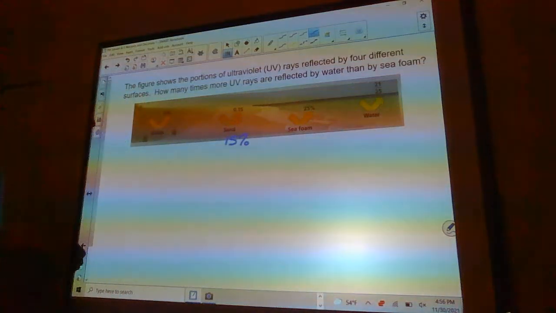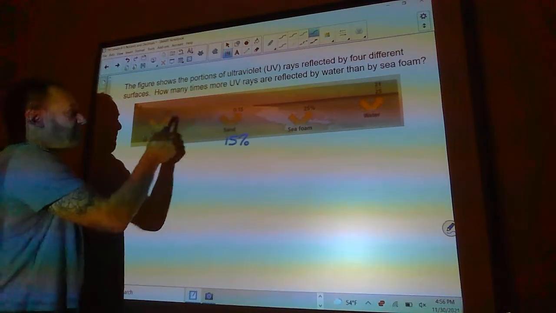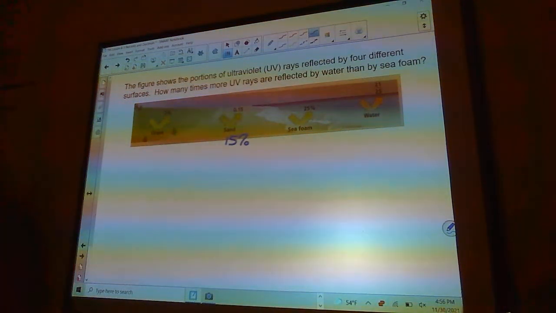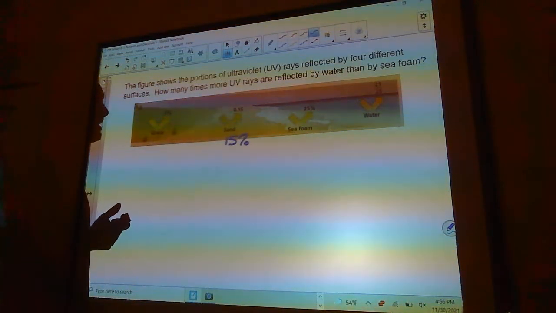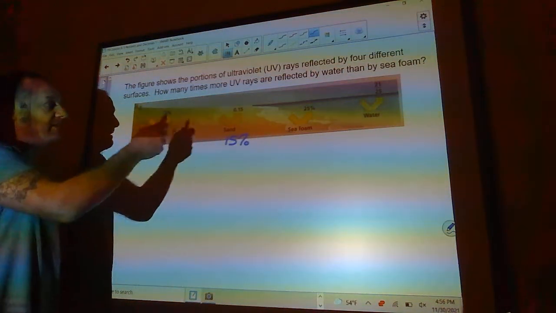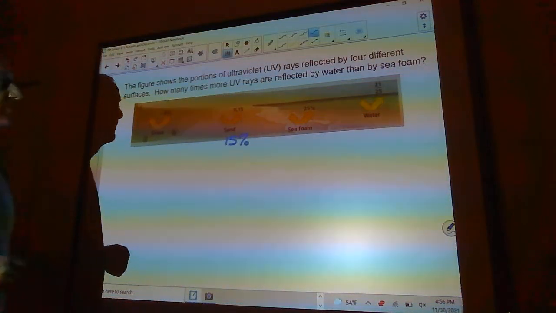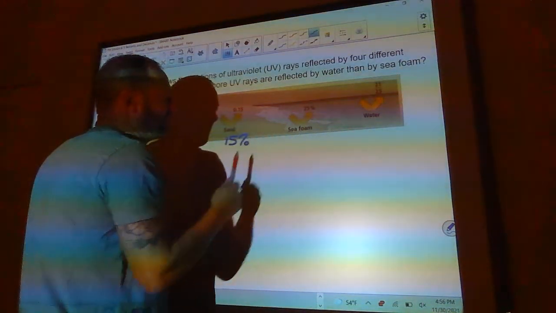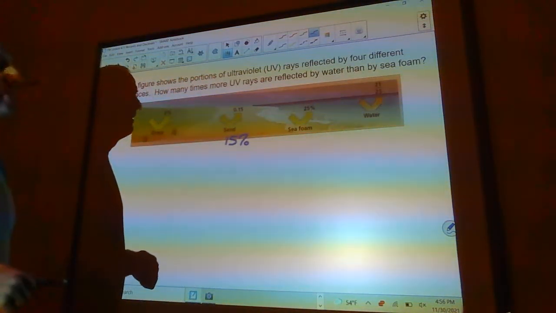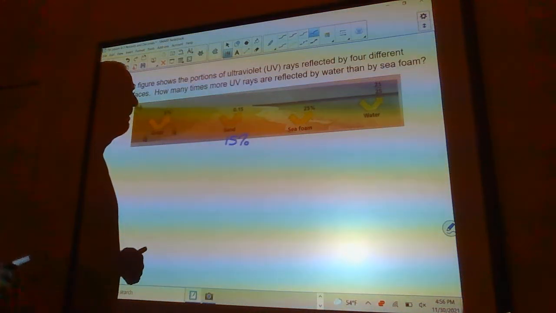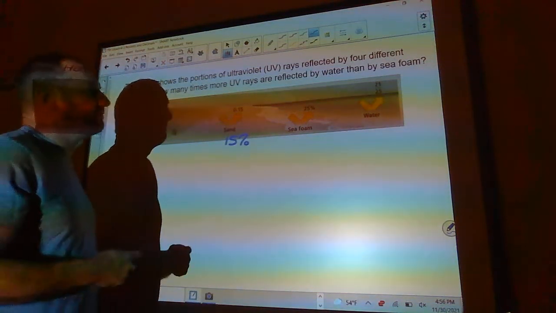Okay. So if you're sitting on the beach, you're going to get 5 times the amount of UV rays reflected off the sand back onto you than you would if you were sitting on grass. Okay, so not only are you getting the UV directly from the sun, you're getting it reflected off the sand and then back on you. Okay, seafoam, 25%. And then water, it says 21 out of 25, or 21 25ths.